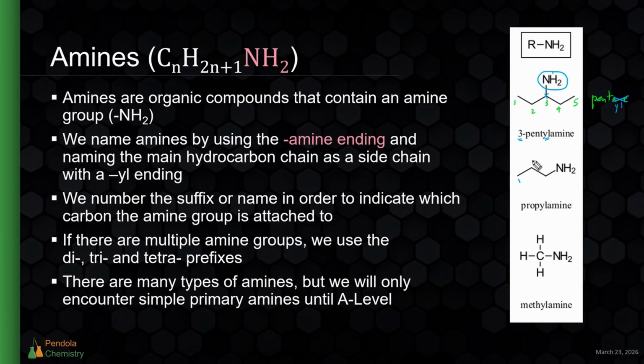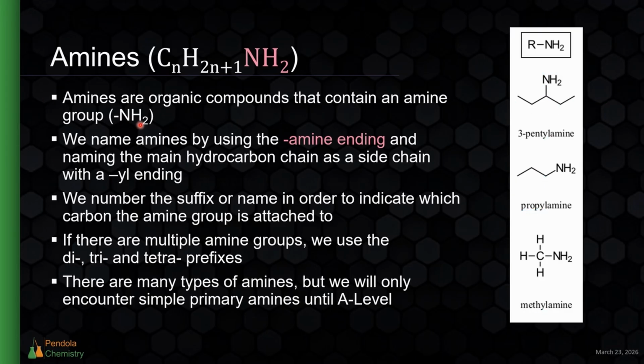If we have 1, 2, 3 carbons, again it's prop because 3 carbons, but we're still going to use yl because it's an amine. So propyl amine. If we have 1 carbon, methyl amine. So we're going to use the same things that we did for alcohols, but instead of using the an or en ending, we're going to use a yl ending for a side chain. And then there's one more.